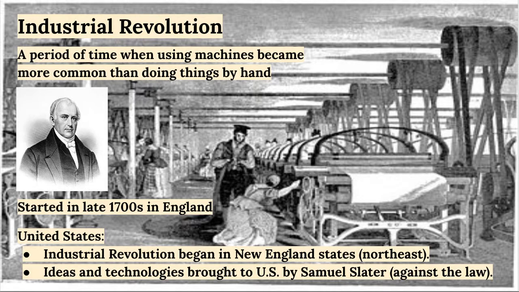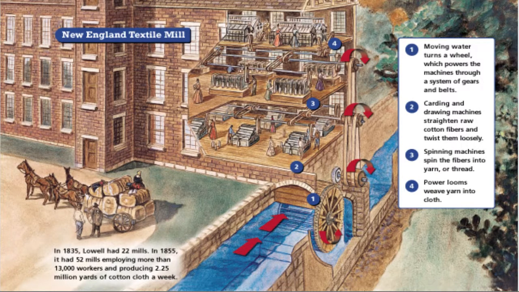The Industrial Revolution actually started worldwide in England in the late 1700s, but then it's brought to the U.S. The ideas are brought against British law over here by a man named Samuel Slater. You see a picture of him there. And really, he brought this factory idea to the New England states. So the Northeast is where the Industrial Revolution first gets going in the United States.